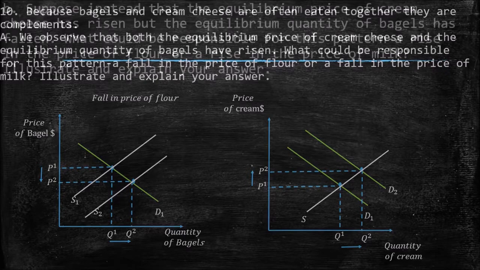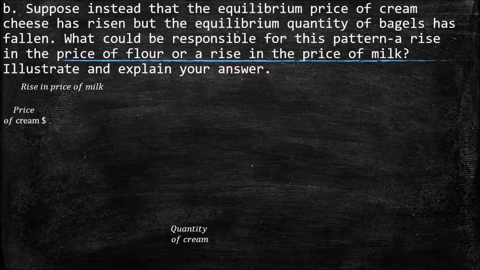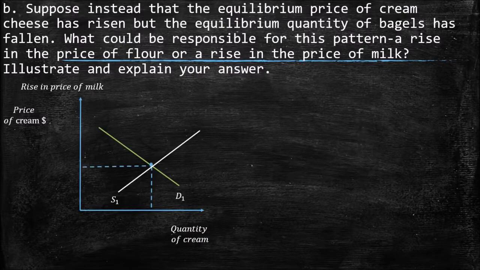Now the B point says, suppose instead that the equilibrium price of cream cheese has risen, but the equilibrium quantity of bagels has fallen. What could be responsible for this pattern? A rise in the price of flour or a rise in the price of milk? Illustrate and explain your answer. So let's see the rise in the price of milk. Again, milk is an input for the cream cheese.